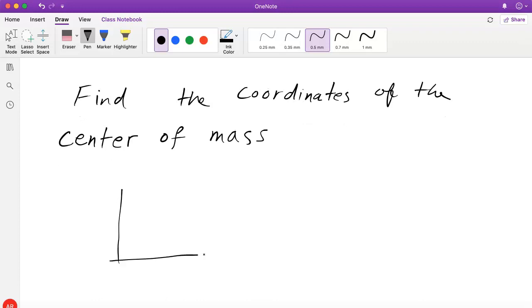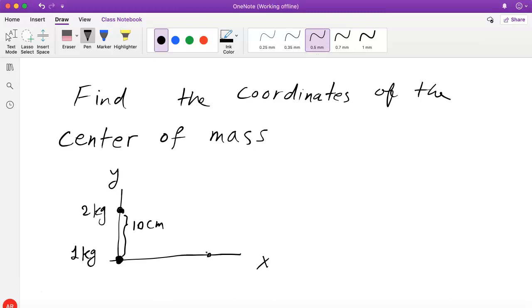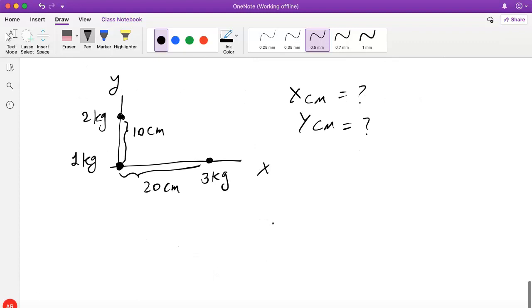All right, so we can have an XY coordinate system. There is a mass of 1 kg here at the origin. There is another mass, let's say 2 kg, and this distance, let's say, is 10 centimeters. And we have another mass of, let's say, 3 kg. And this distance is 20 centimeters. So what we want to find is X center of mass and Y center of mass. Where is the center of mass of this collection of three point particles?